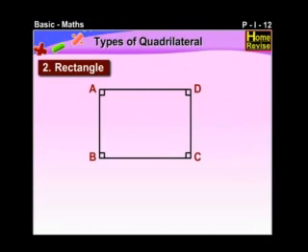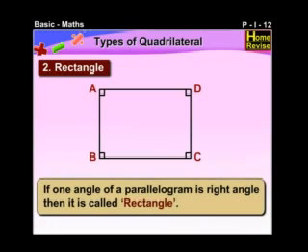Now the second type of quadrilateral, that is rectangle. Definition: if one angle of a parallelogram is a right angle, then it is called a rectangle. Take one example. Suppose quadrilateral ABCD is a parallelogram. Take one angle, that is angle A, equal to 90 degrees. Now, if one angle of parallelogram ABCD is a right angle, then this quadrilateral is a rectangle.